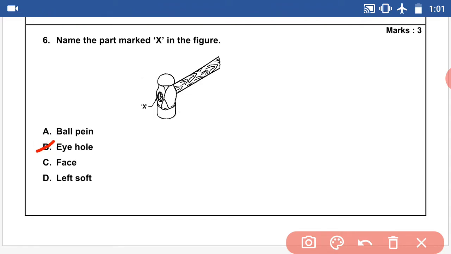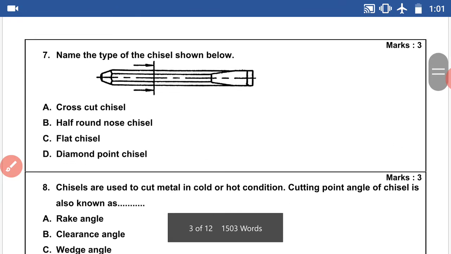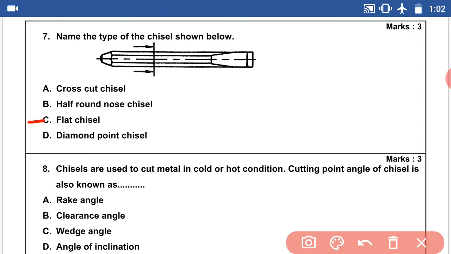Question number 7. Name the type of chisel shown below. The answer: flat chisel, Option C. Question number 8. Chisels are used to cut metal in cold or hot condition. The cutting point angle of a chisel is also known as the angle of inclination. Option D is correct.